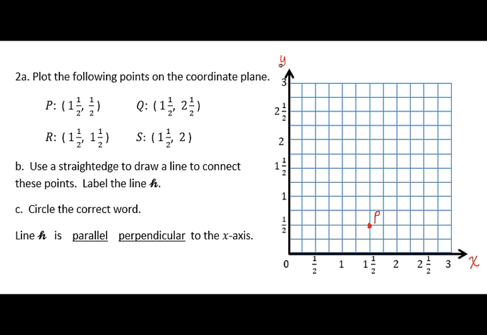Point Q will be at 1 1/2 and 2 1/2. So again, I'll move over to 1 1/2, travel up that line until I'm across from 2 1/2, and that would be point Q.